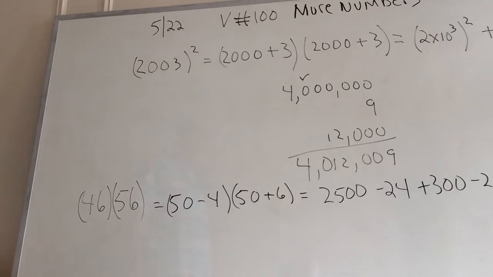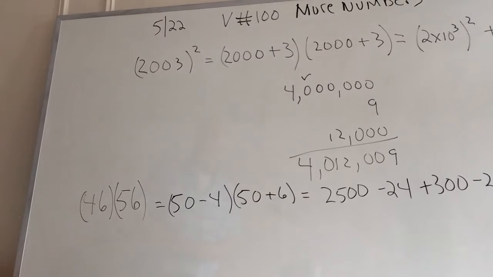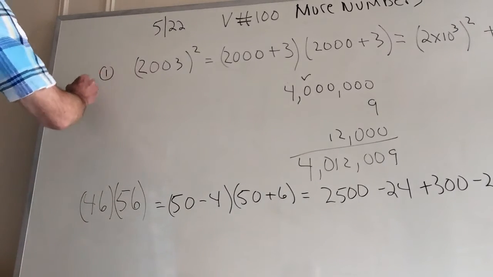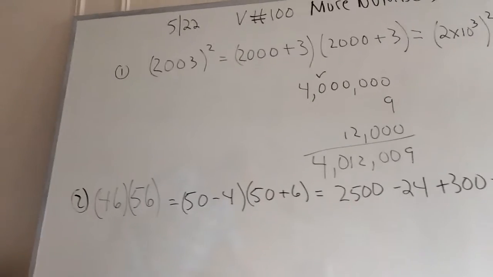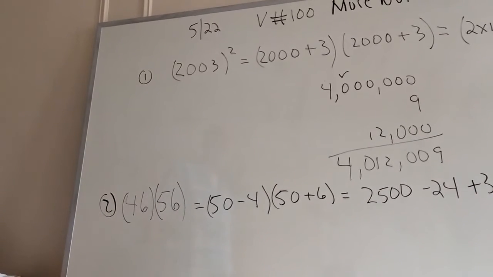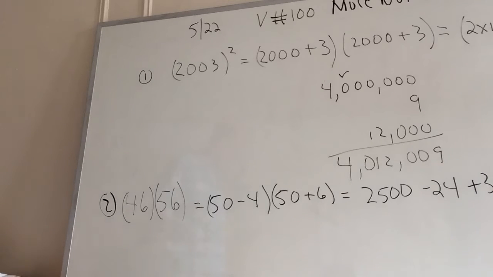Just a couple cases here where we're using the FOIL method to, by the way, a little bit of scientific notation. You'll see I did that as well to do these problems. So anyway, on this first problem here, I guess we can put a 1 here and a 2 here, whatever. We see that we need to calculate, using our brains, 2003 squared.